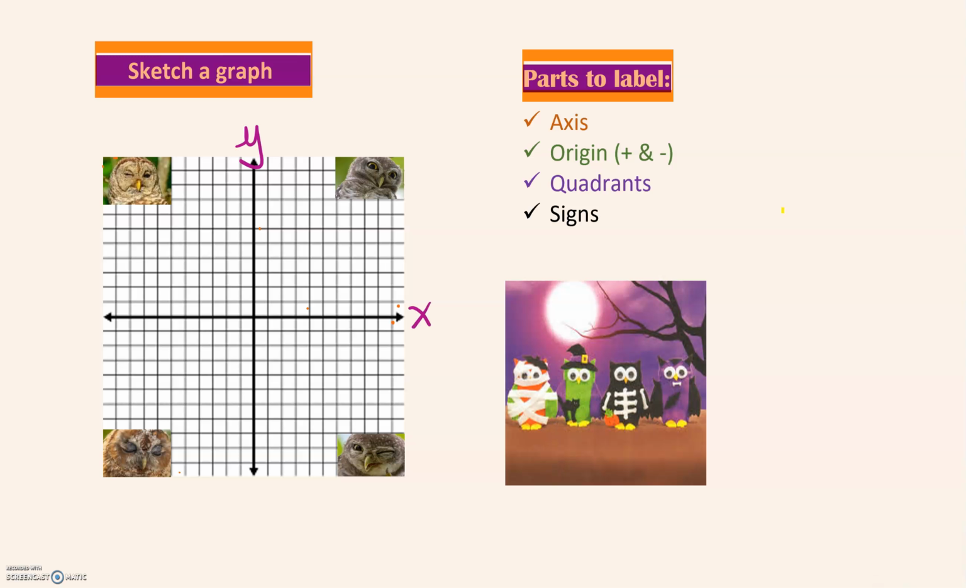Well, first things first, it's probably good to know what an axis even is. And an axis in a graph is those bold lines that we have right there in the middle of the graph. And we said earlier that the X's are the ones that show us left and right.